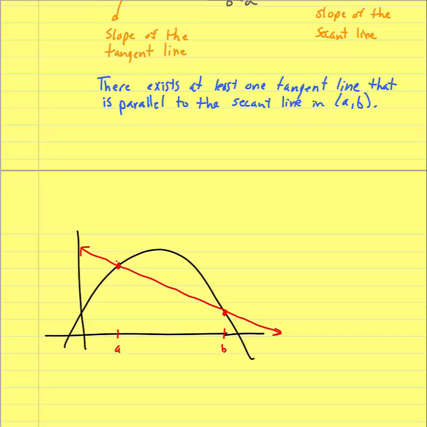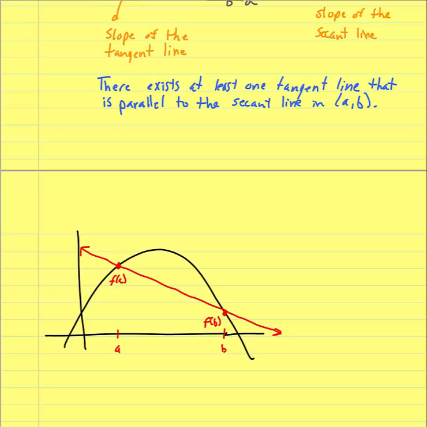So this point right here is f of A. This point down here is f of B. So the slope of the secant line would be the change in y, f of A minus f of B over A minus B. If you want to change the direction, that would be f of B minus f of A all over B minus A.